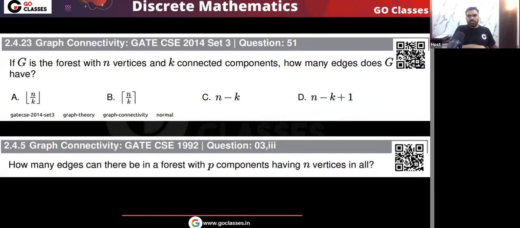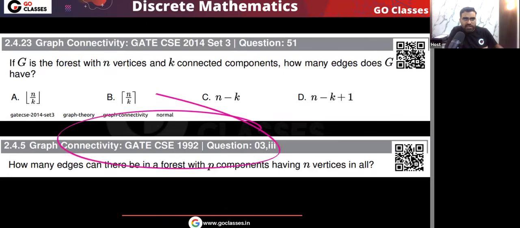Tell me the answer for this GATE 2014 question. The same question came in 1992. If G is a forest with n vertices and k connected components, then how many edges are there in this graph? The same question came in 1992: how many edges are there in a forest with p components on n vertices?